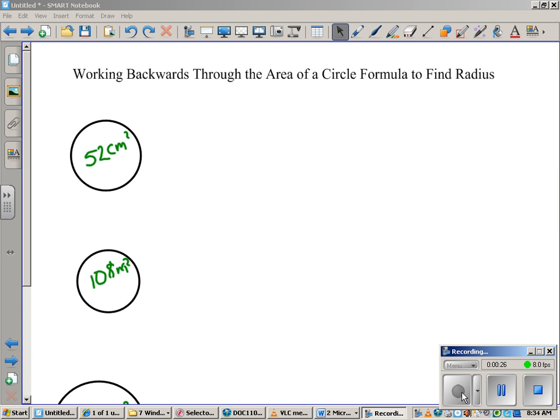The steps are the same. There's one new button many of you have never used on your calculator before, but we'll get to that in a second. The steps are the same no matter what we're doing in this measurement unit. You always start with the formula. So remember, you recognize that this is the area of a circle because of the squared symbol over 52 centimeters. And we start with the formula for area of a circle.